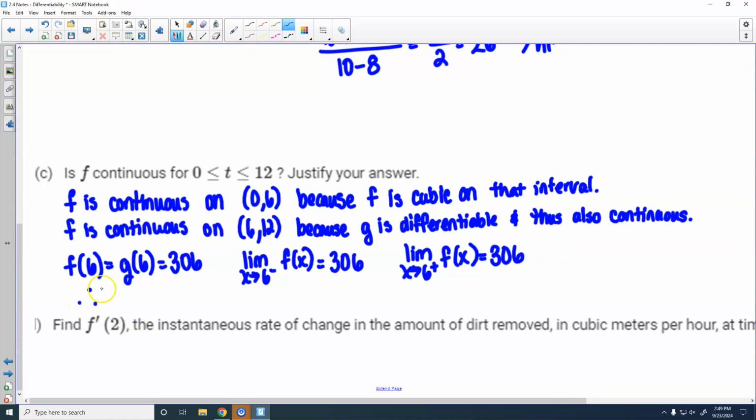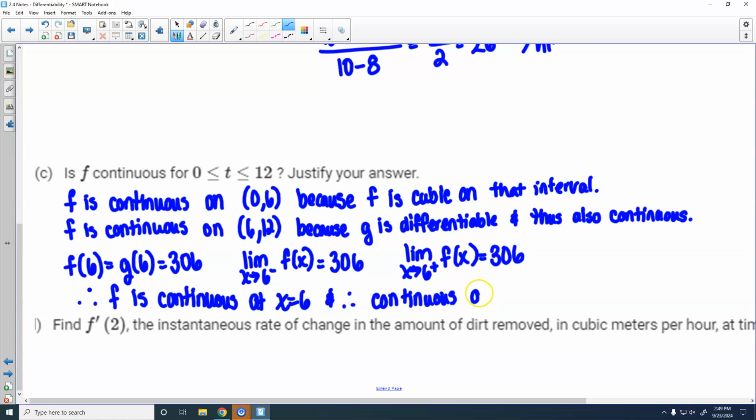Therefore, f is continuous at x equals 6 and therefore continuous on 0 less than or equal to t less than or equal to 12. I should have used a bracket right there and a bracket here with 12 also.